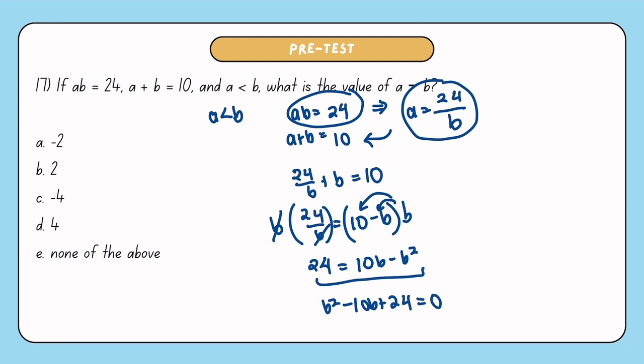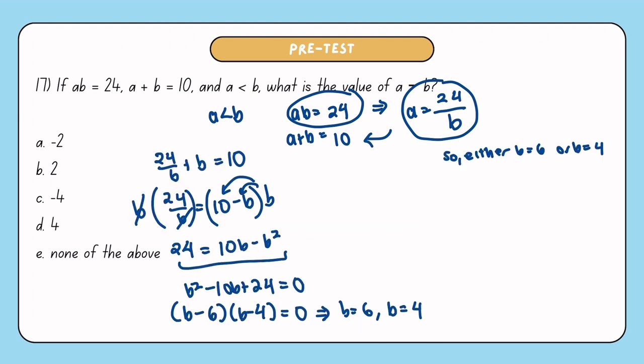When we solve for B, we will get B minus 6 and B minus 4 equals 0. Kaya meron na tayong B equals 6 or B equals 4. So, ang sunod na gagawin natin ay isolve yung value ni A. Kasi, di ba sinabi natin earlier na A is less than B. So, dapat yung makukuha nating A is less than B.